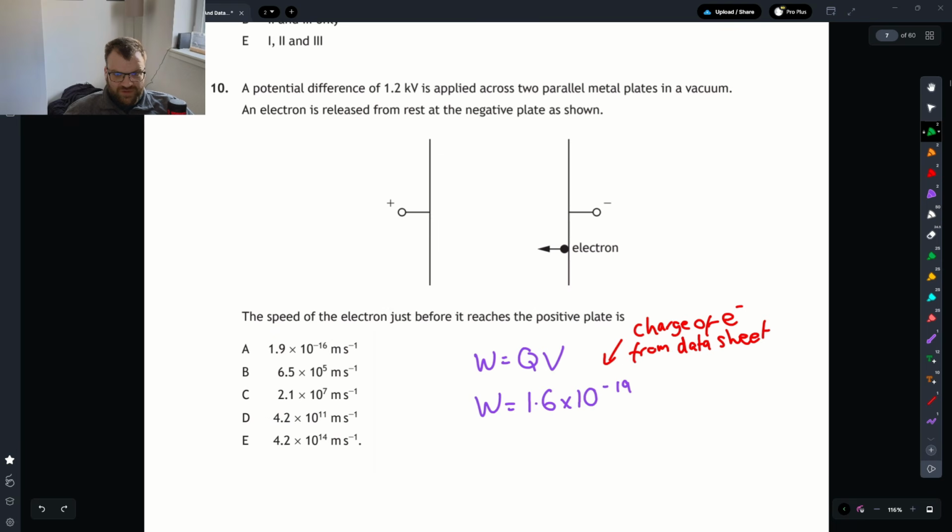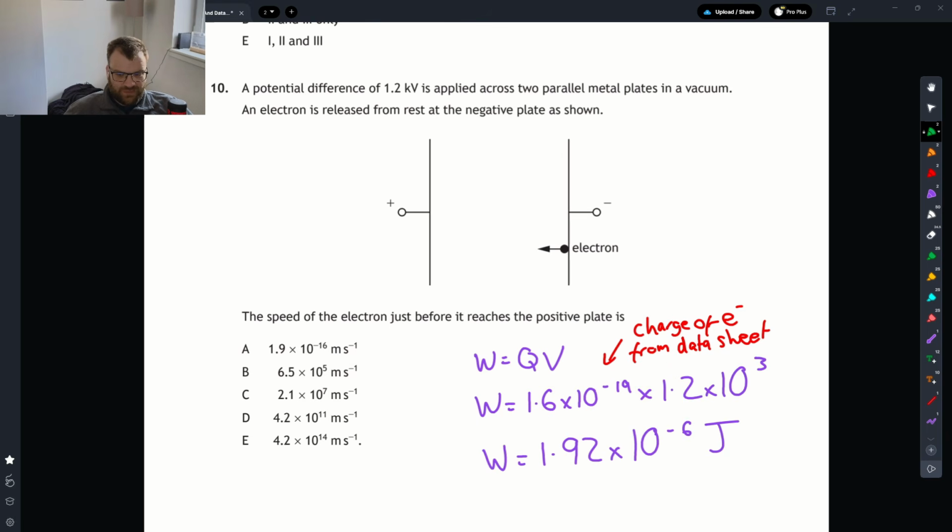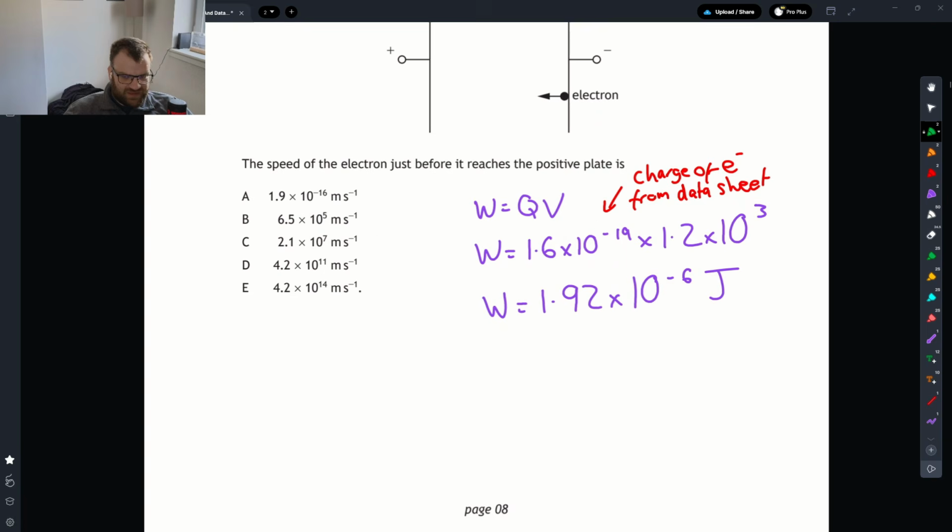And then for our voltage, we need to convert that it's kilovolts, so it has to be times 10 to the power of 3, or 1,200. Ping that in, gives us 1.92 times 10 to the minus 6 joules. Careful here, that is an option, the value is, but that is meters per second, what we're asked for. So they're trying to trick us, I believe.